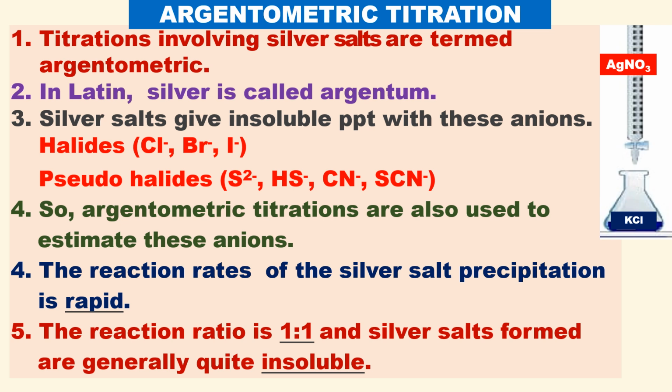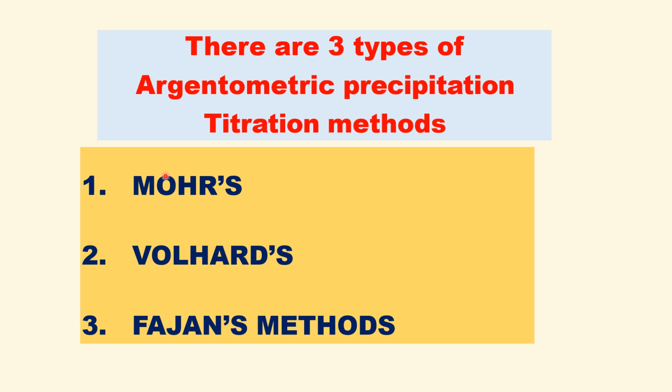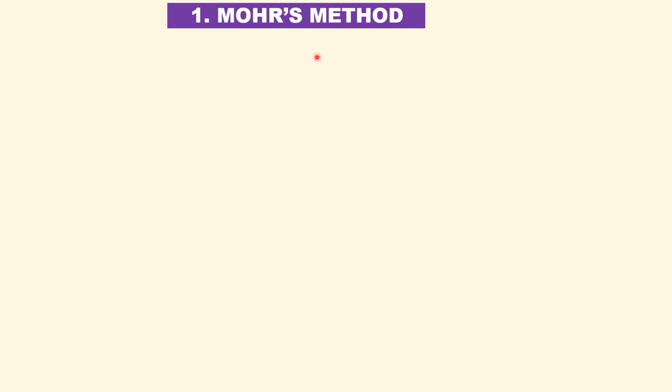There are three types of precipitation titrations or argentometric precipitation titrations: Mohr's method, Volhard's method, and Fajan's method, which is called the adsorption indicator method. Okay, let us first study Mohr's method.